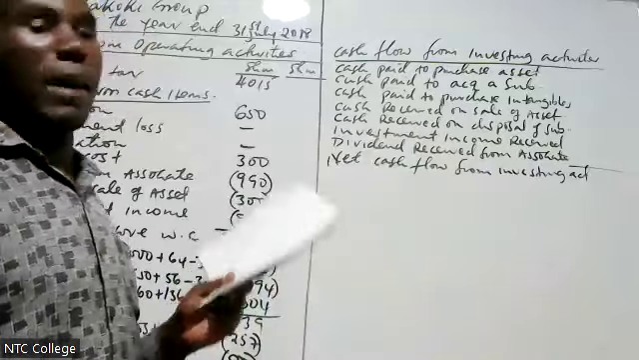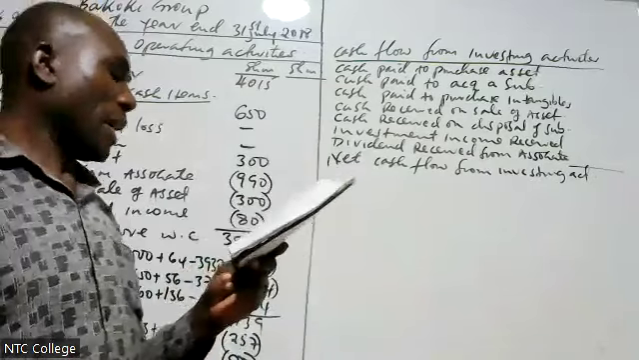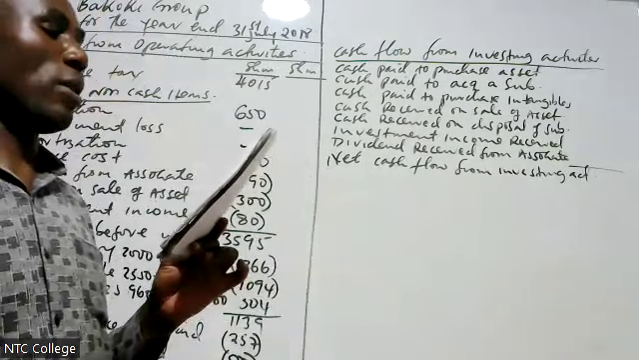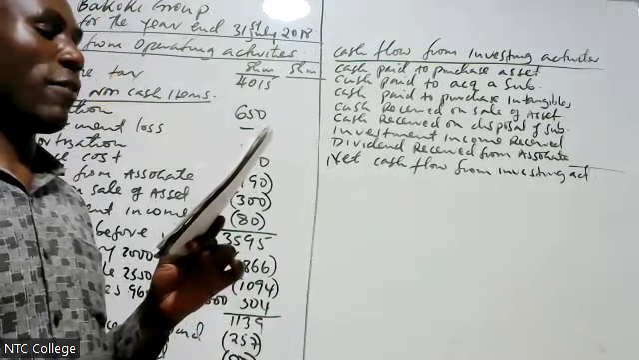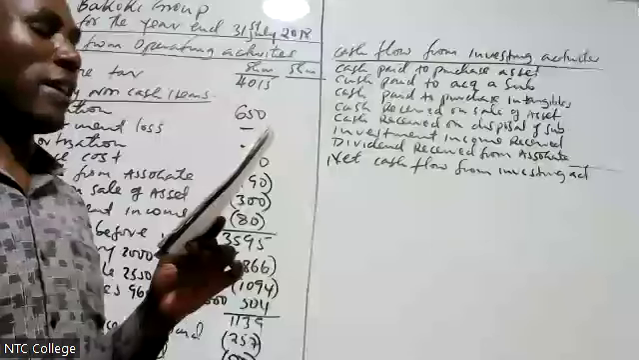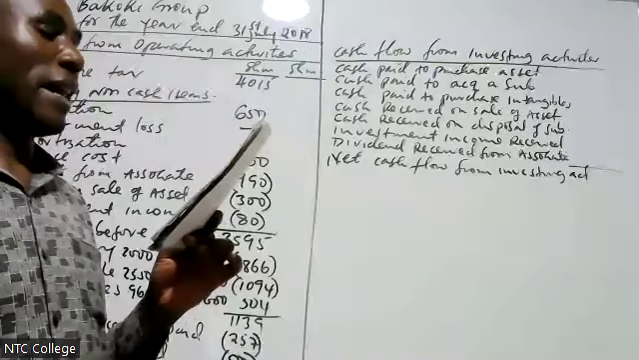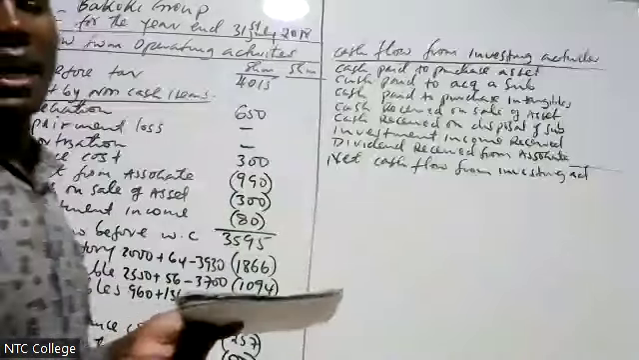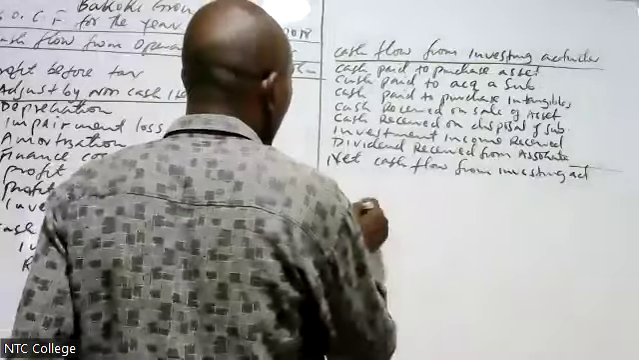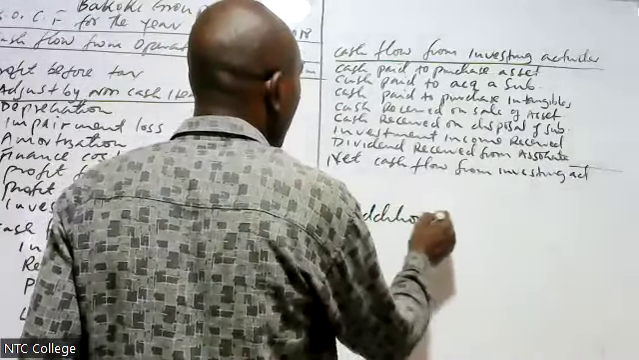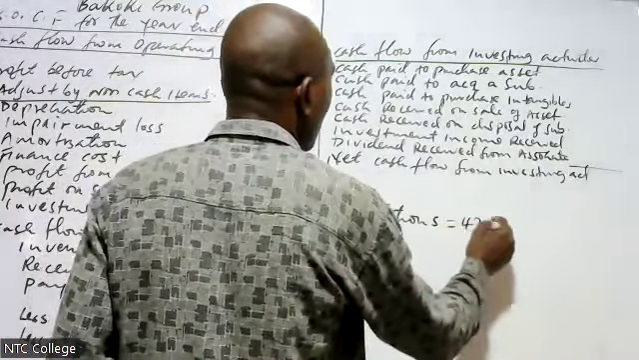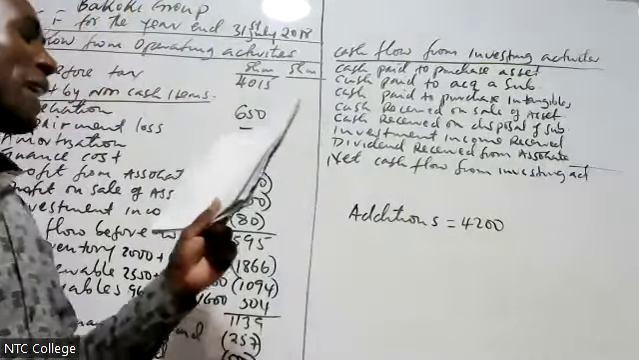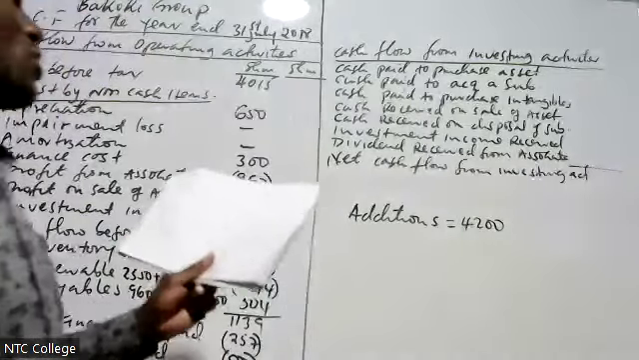When you check under note number 5, the examiner told us that the tangible non-current assets of Bakoki Group comprise the following. We have as at 1st August 2017, then additions during the year. Additions equals 4,200.